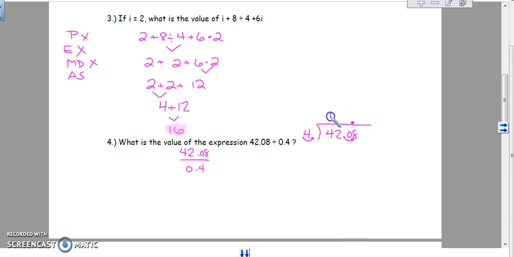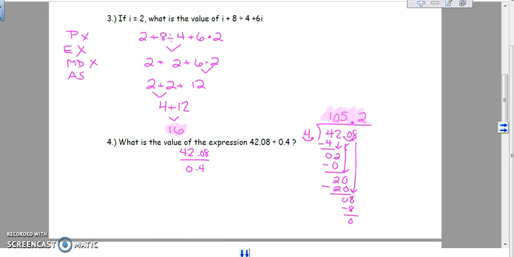4 goes into 4 one time. Then there's a 0, 2. 4 cannot go into 2, so 0 times 4 is 0. That's a 0. I bring down that 0 hanging out up there already. 4 can go into 20 5 times. None left over. Bring down my 8. And 4 can go into 8 2 times with, again, none left over. So my answer is 105.2.